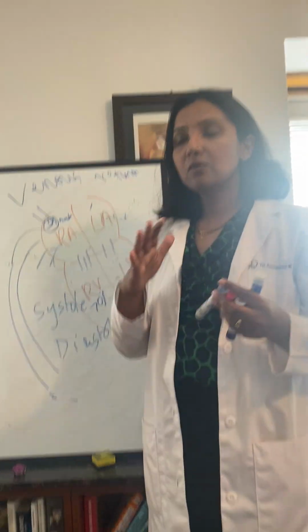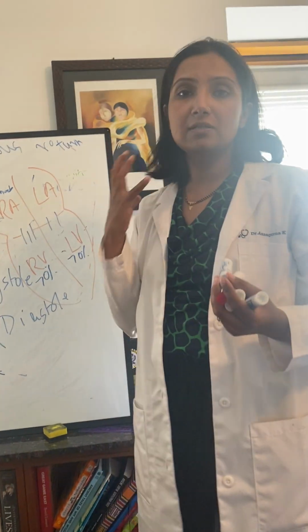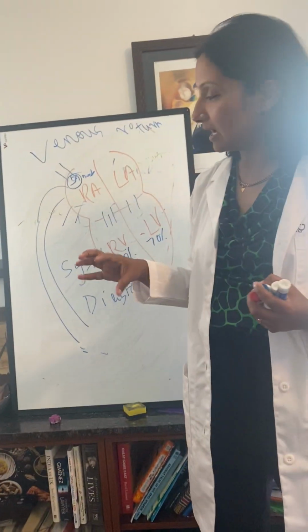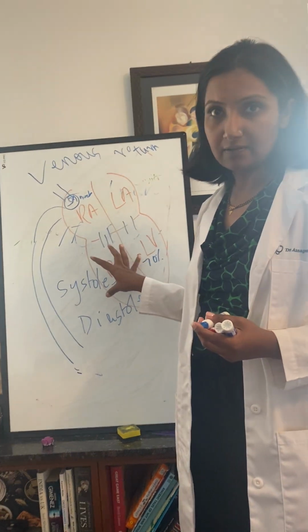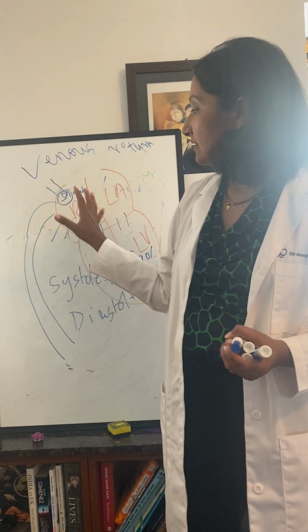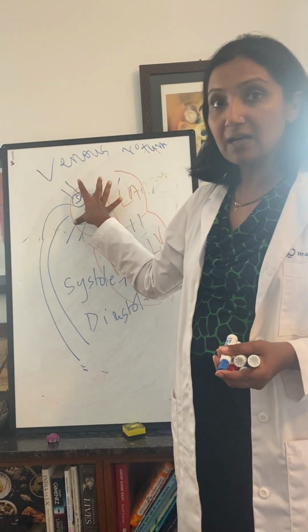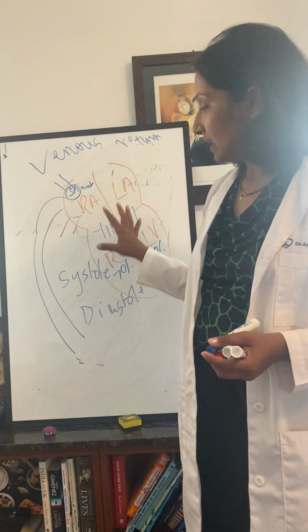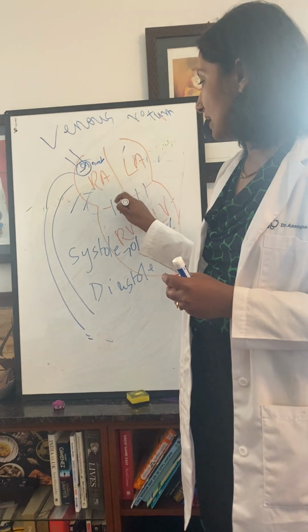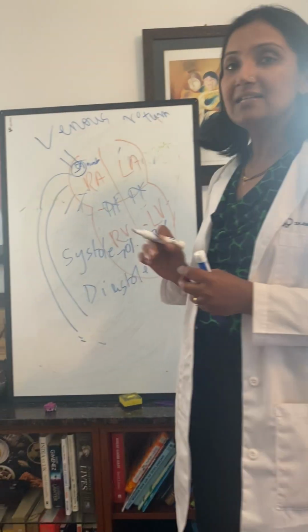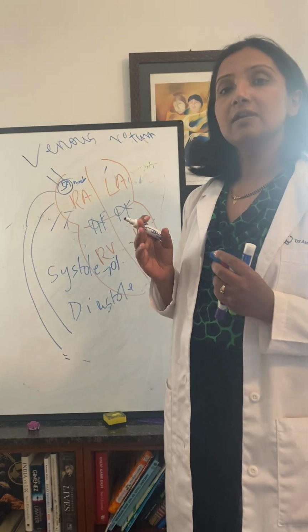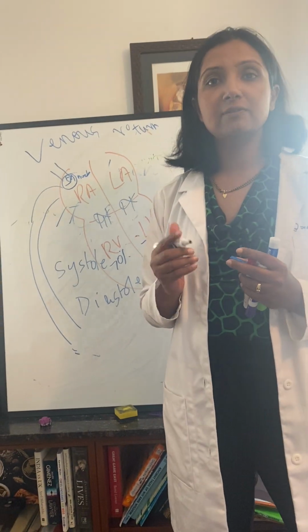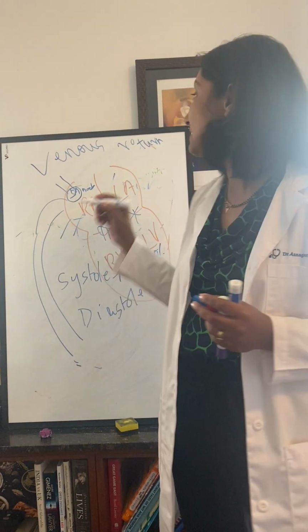Now, how does the valve open and close? What is the scientific reason behind it? When all the blood has entered the ventricle and the atrium is empty, the pressure in the atrium becomes less than that of the ventricle. And so, this valve will now close. It leads to the closure of the atrioventricular valve. The closure of the atrioventricular valve is responsible for the first heart sound, the lub.